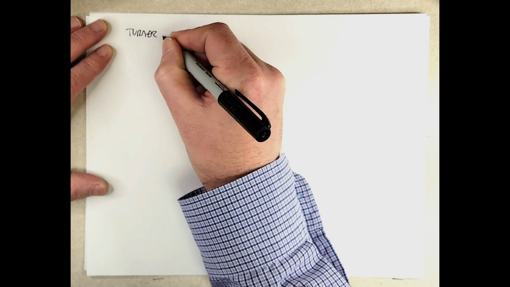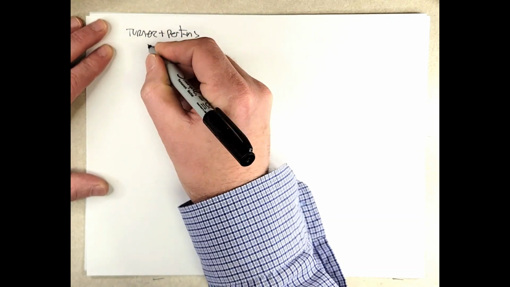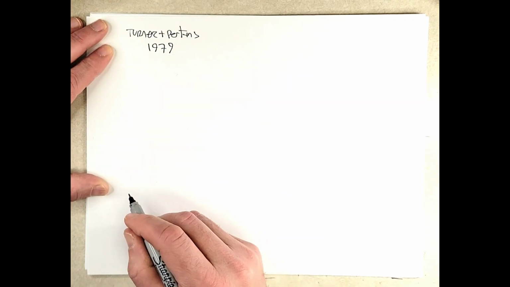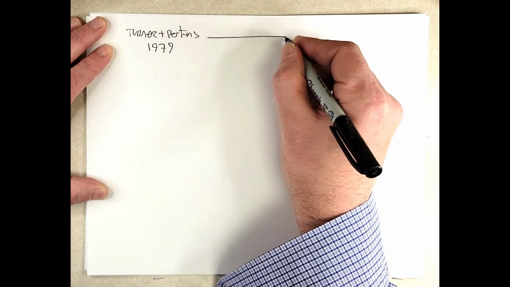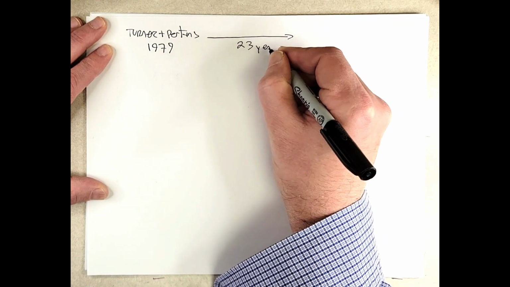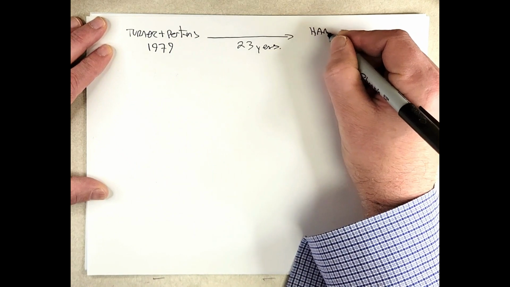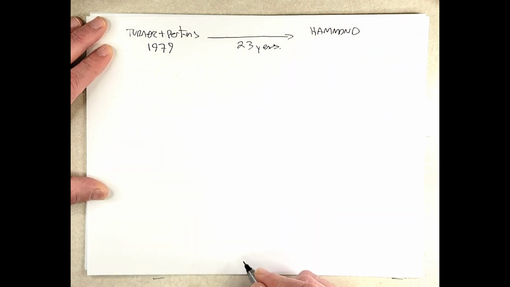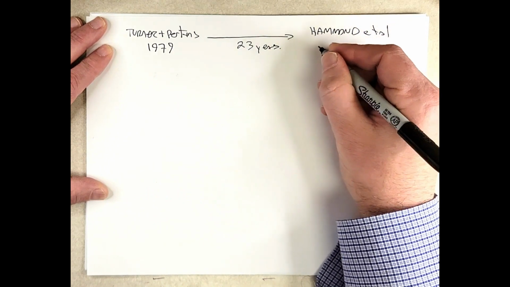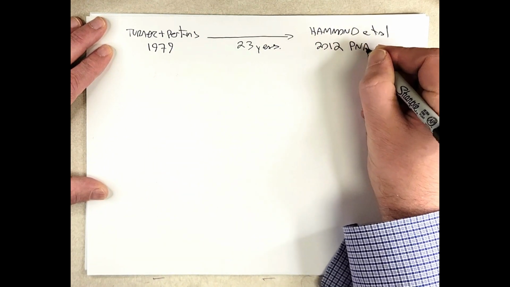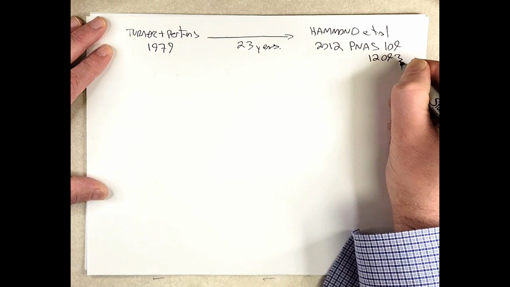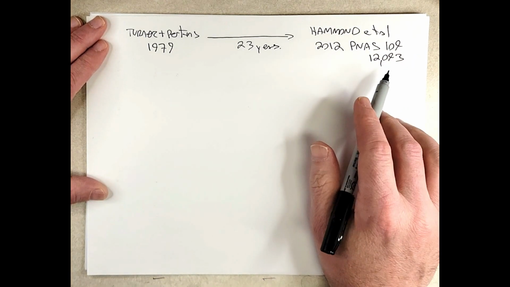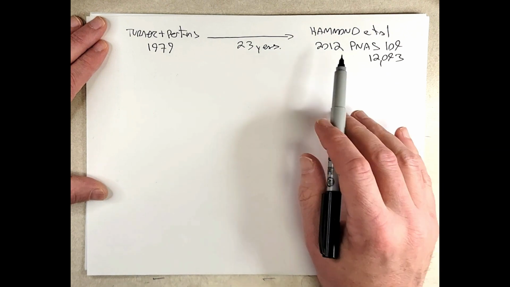We are jumping from the Turner and Perkins article from 1979, where they demonstrate the existence of Spore Killer 1, Spore Killer 2, and Spore Killer 3, and we are going to skip 23 years and take a look at one of the articles that I am an author on: Hammond et al. in 2012, published in PNAS volume 109, starting at page 12,093. Wow, a lot of articles published in PNAS in 2012.